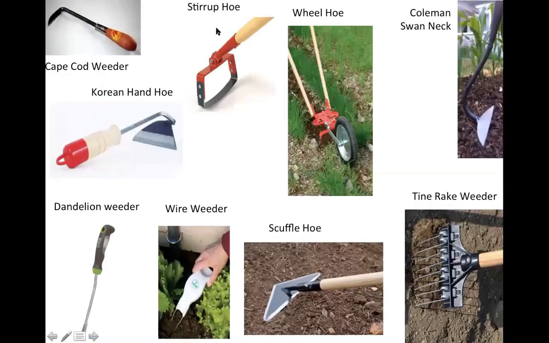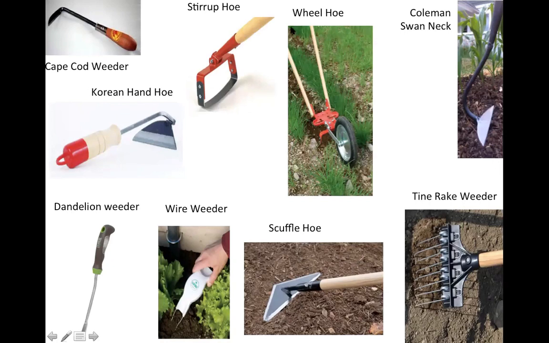So a lot of these could be the stirrup hoe. I really like this, the scuffle hoe. It's got blades on 3 different sides, and you just scuffle it around your plants, and it's really easy to cut your weeds. The stirrup hoe, as opposed to that, just has one blade here, and you run it underneath the surface of the soil, and that cuts all the weeds.